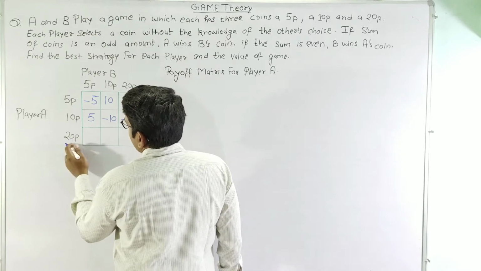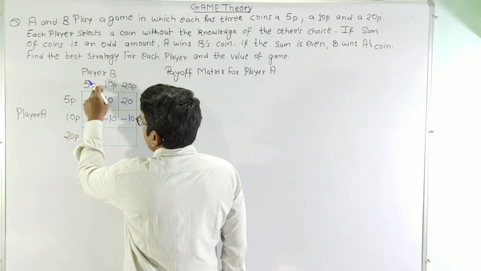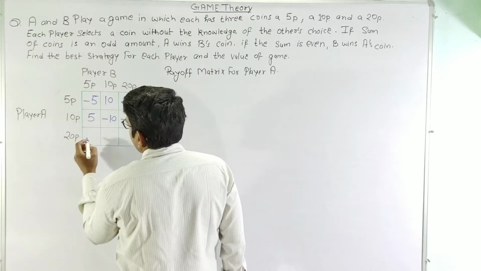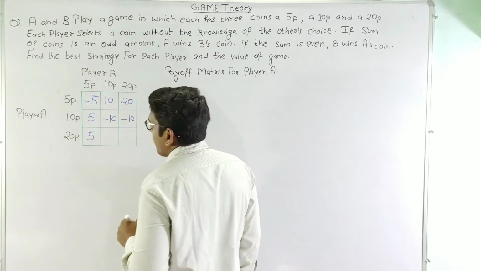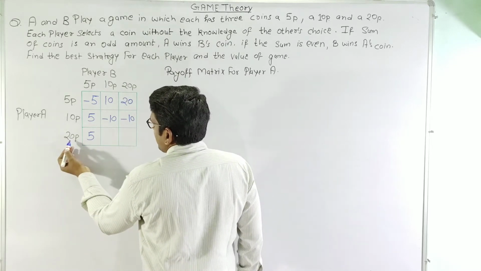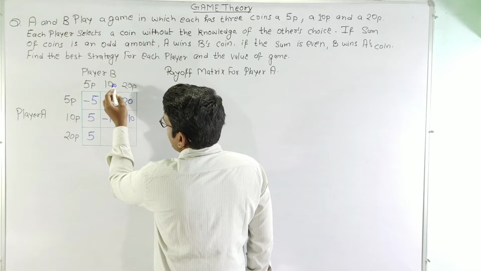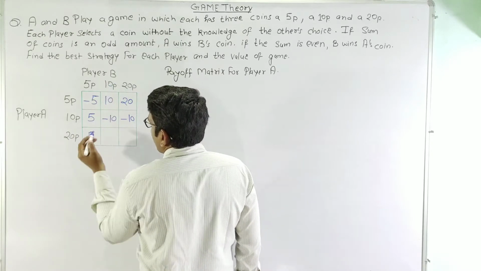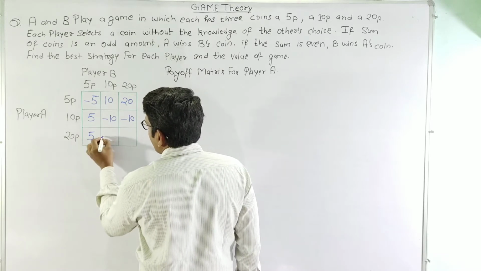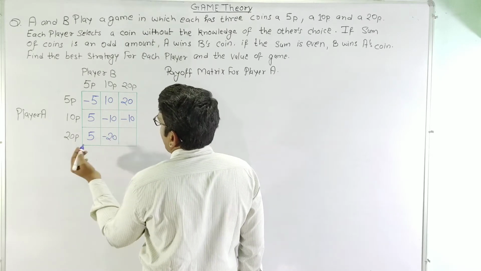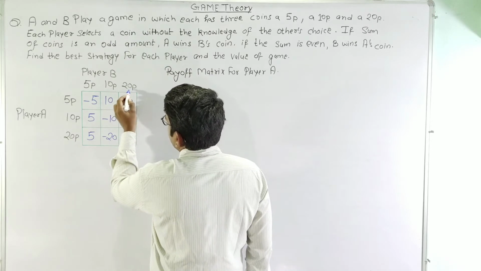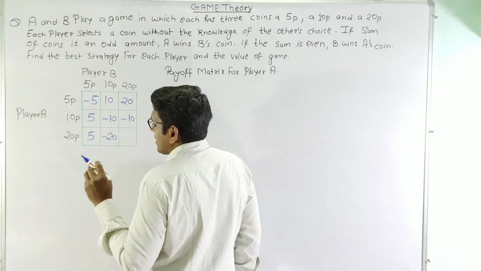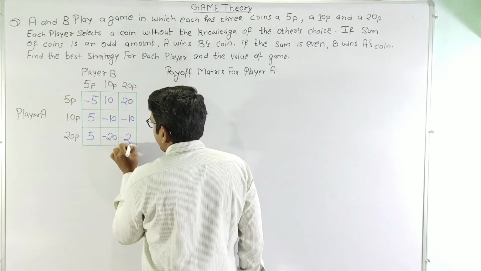Again if A plays 20 and B plays 5, the sum is 25, which is odd. That means A wins B's coin, so B's coin is 5. That means A will gain 5 paise. If A plays 20 and B plays 10, the sum is even. That means B wins A's coin. So player B will gain 20 and player A will lose 20. So this will be -20. And if A plays 20 and B plays 20, the sum will be 40, which is even, and here also player A loses 20 paise.